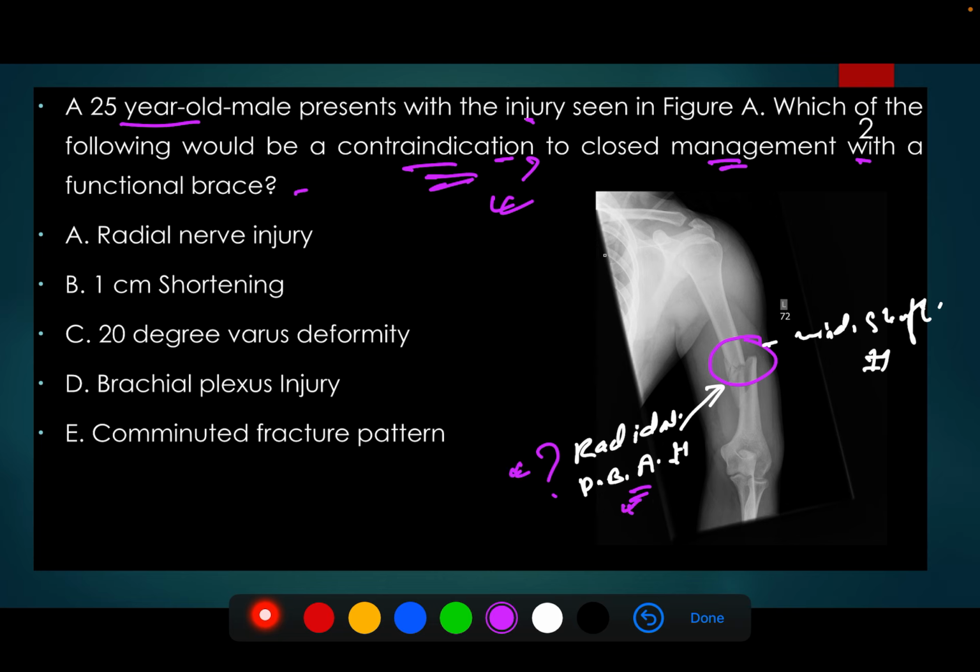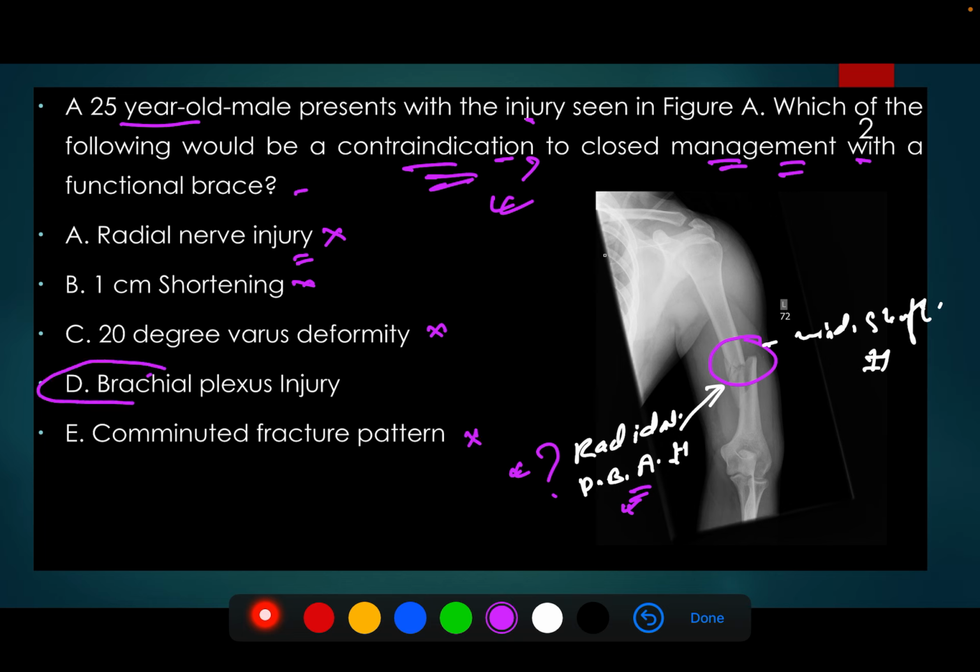But they asked about the contraindication of the management. So during the management, the closed reduction of this fracture, what is the contraindication? They have given the option as radial nerve injury. This is not a contraindication for closed reduction. One centimeter shortening is also not a contraindication. 20-degree varus deformity is also not a contraindication. And comminuted fracture pattern is also not a contraindication.